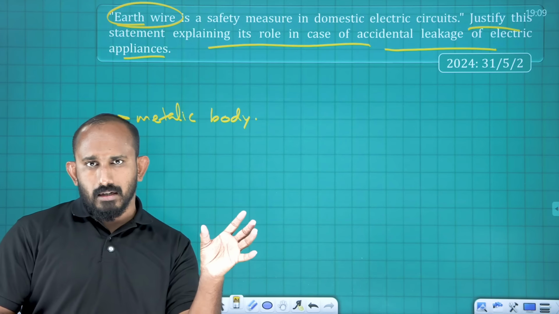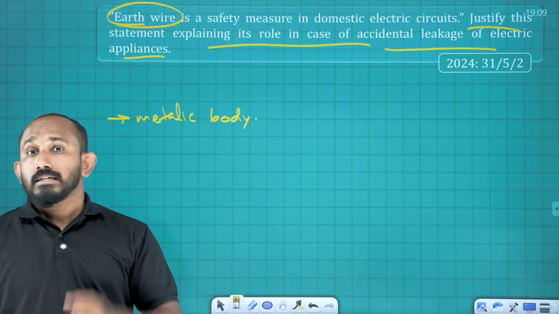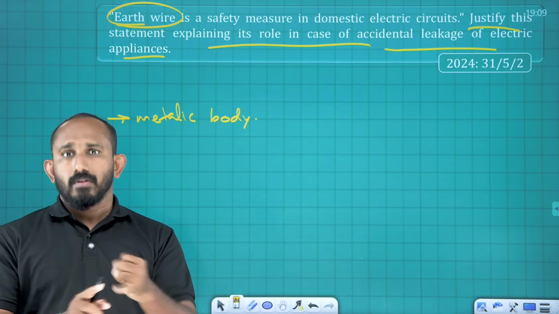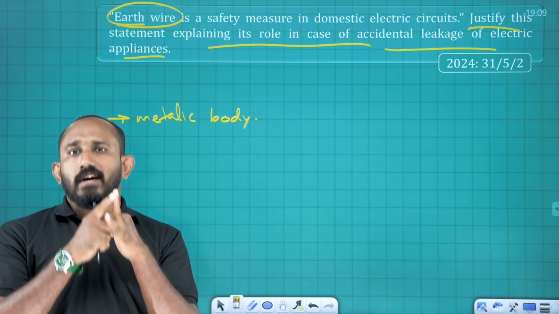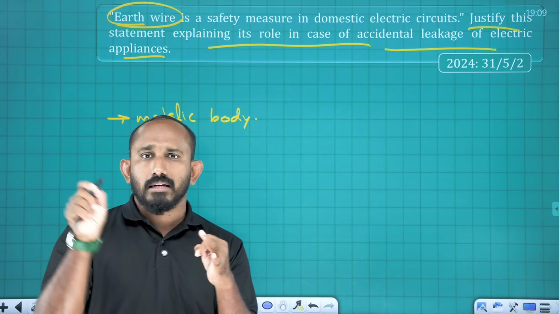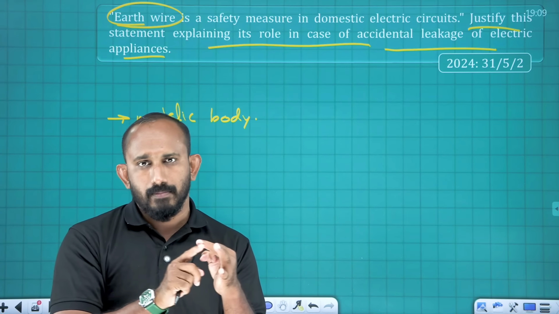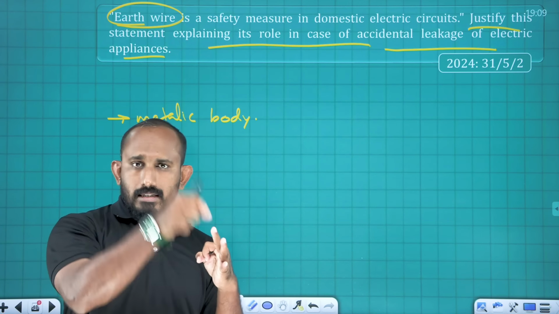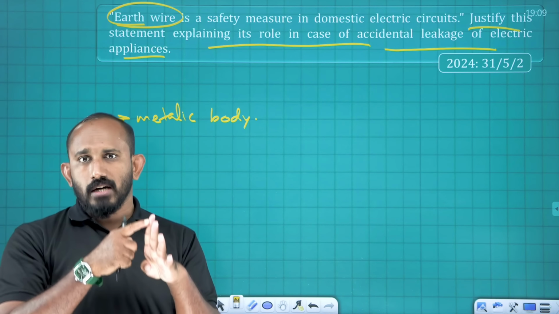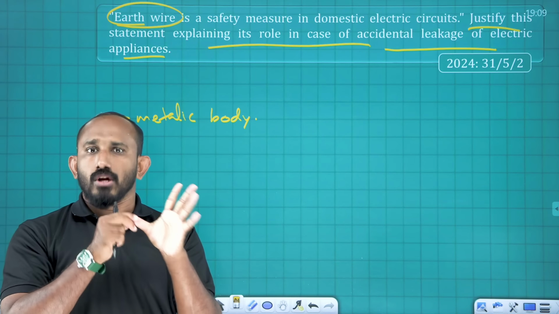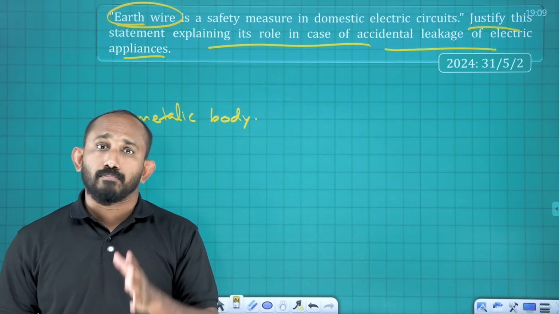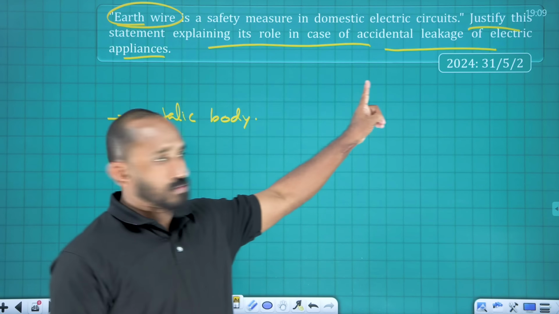Pause the video and get the clear-cut points. So, 3 points you have to make there. Earth wire is connected to the metallic body of the device. Due to any extra leakage of current to the metallic body, the user may get an electric shock. To protect that, the earth wire takes the current to the earth. This wire is connected to a conductor buried under the earth. Earth is a good absorber of charge. So, it shows low resistance to the current, hence current completely goes to the earth and the user gets protected. That's the concept of this question.